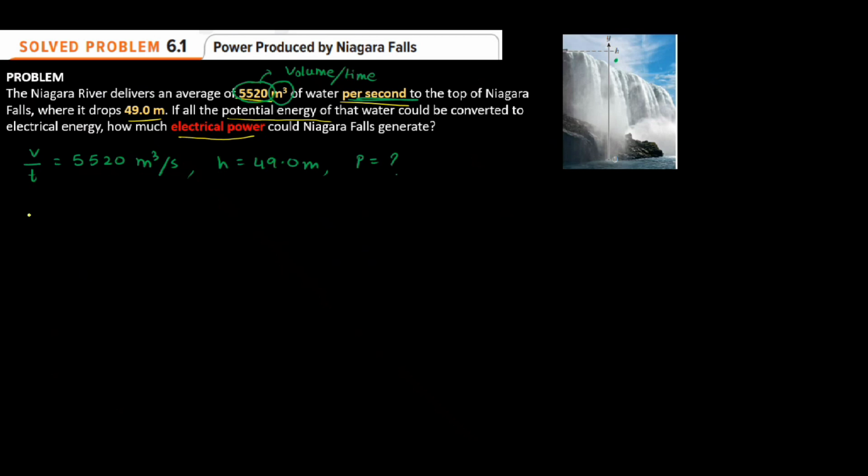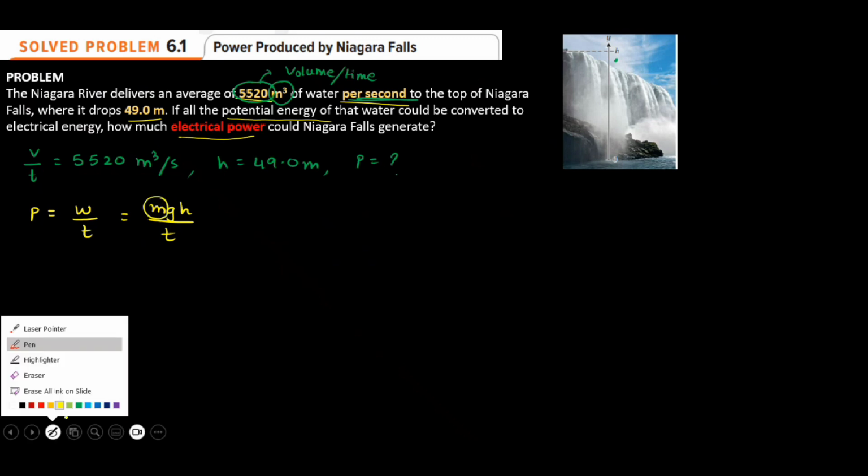Let's use the rule for power. Power P is equal to work done over time. This work done is equal to the potential energy of the water, which is mgh over time t. Question has not given me the value of mass. I don't know what is the mass of the water. But they have given me a relationship in volume. So I can relate volume with the mass of a quantity to substitute for m here.